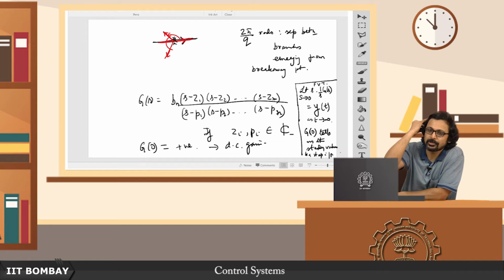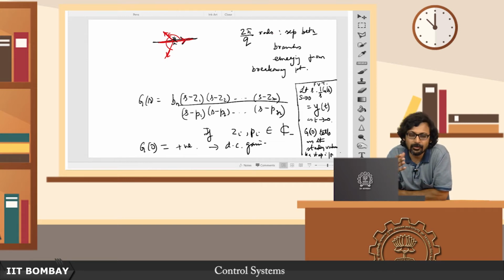So this is just to illustrate that normally in every system, if you want something to respond in a certain direction, then this DC gain had better be positive.